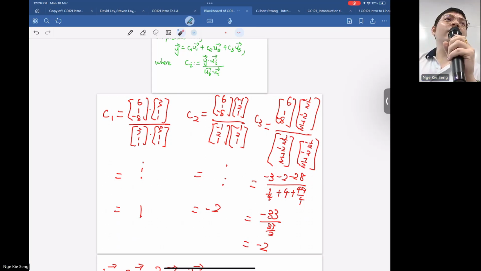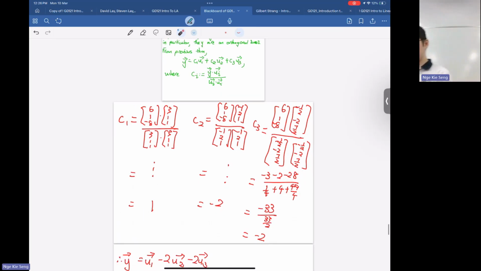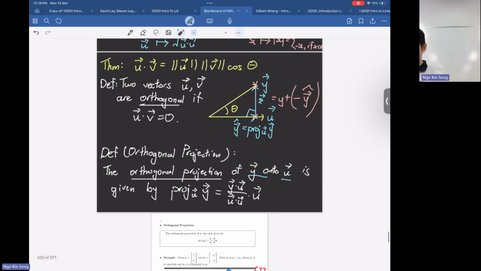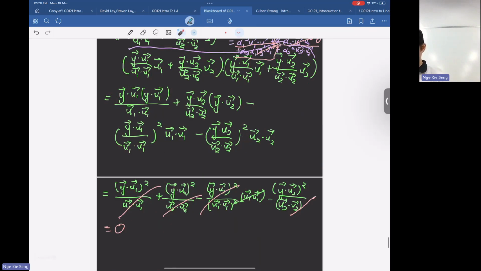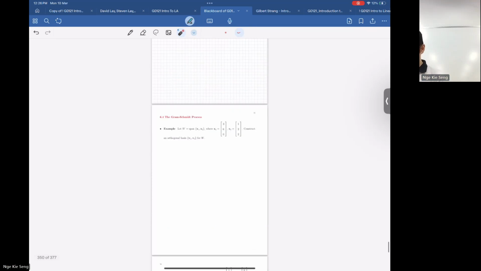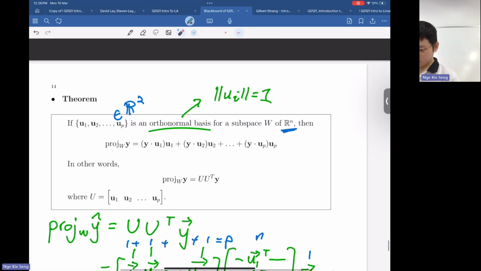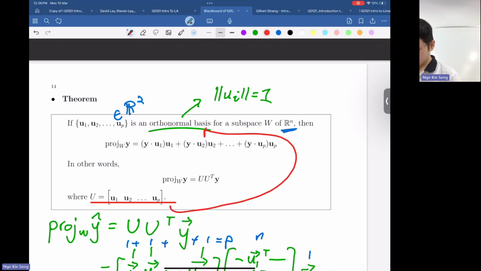Okay, but the first thing is you need to make sure that your U is formed by orthonormal columns. That's the only thing you need to check here. So your U here should be made out of an orthonormal basis. So if this subspace is just Rn itself, that means what? This U is actually an orthogonal matrix.